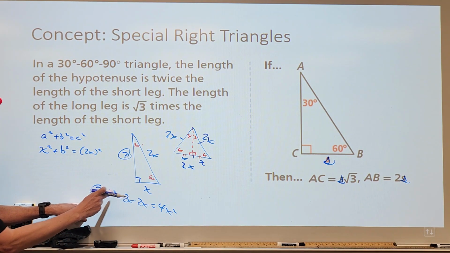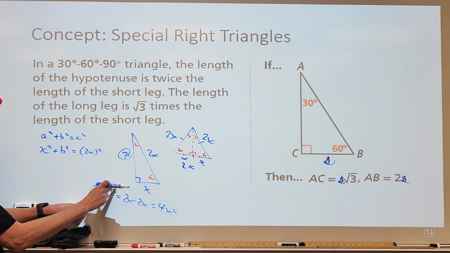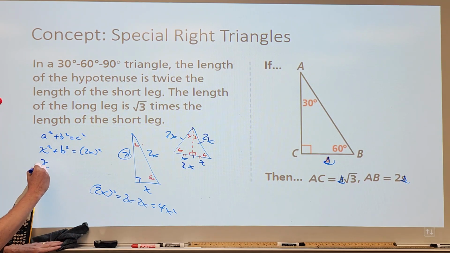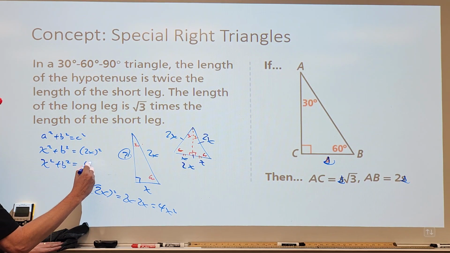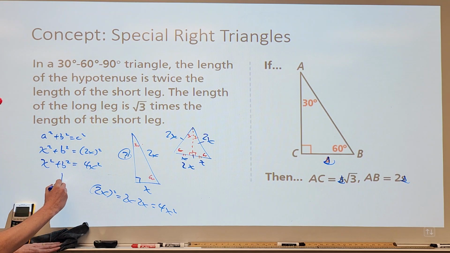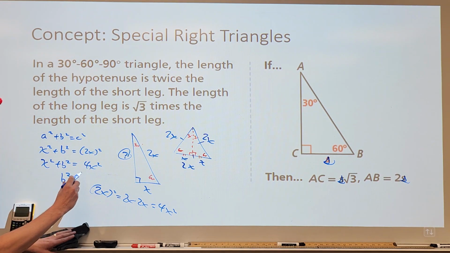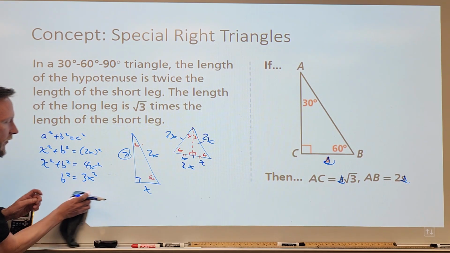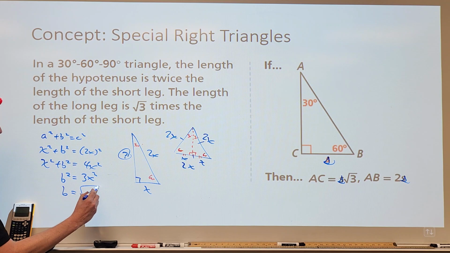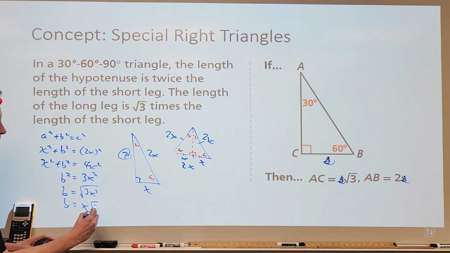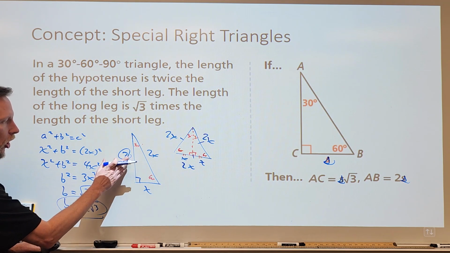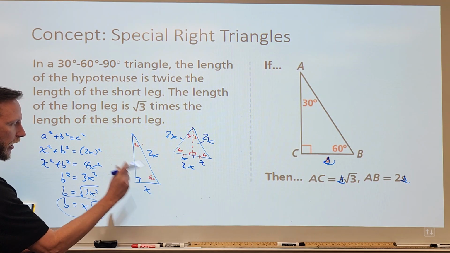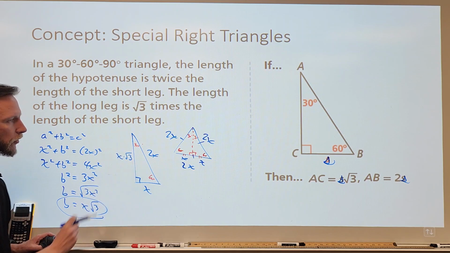If we know our algebra rules, when we're taking a product to a power, we give the exponent to each of the factors. So that's 2 squared times x squared, 4x squared. So I get x squared plus b squared is equal to 4x squared, which means that b squared is equal to, let me subtract 1x squared from both sides, 3x squared. If I want to know what b equals, I have to take the square root on both sides. I can take the square root of x squared. I cannot take the square root of 3. So the length of this long leg is whatever that short leg was times the square root of 3.